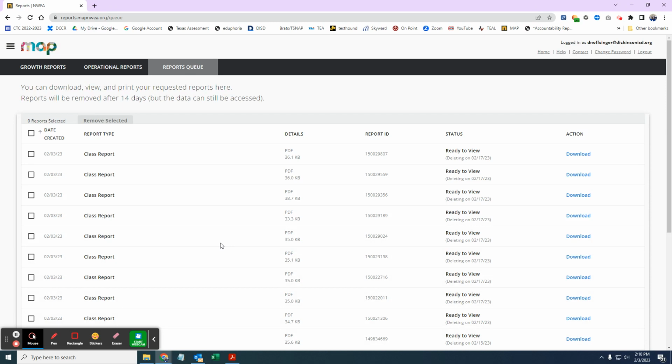Once you say create PDF, it will go to reports queue. Occasionally it'll just pop up the PDF for you, but most of the time it's going to go to your report queue. So you download.